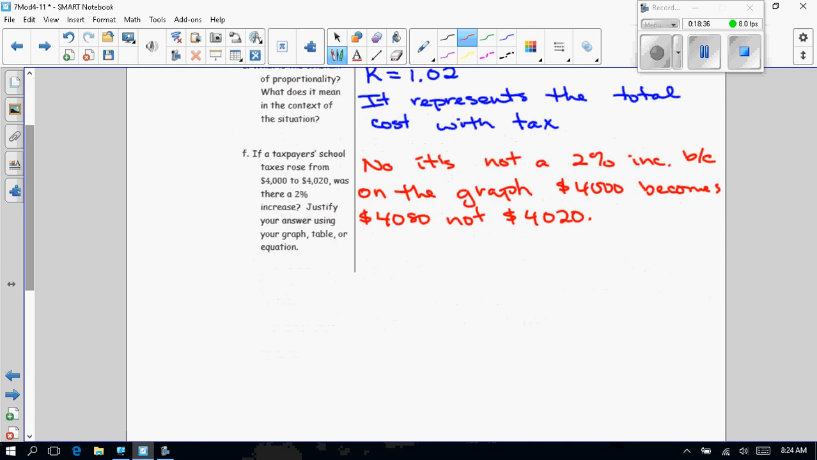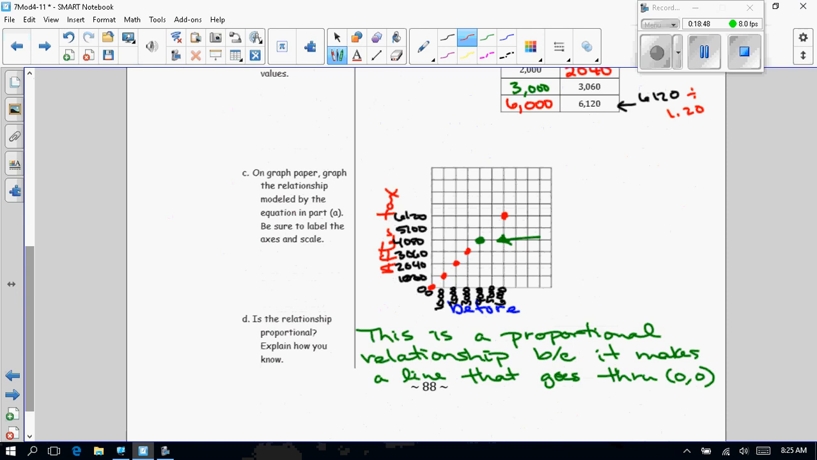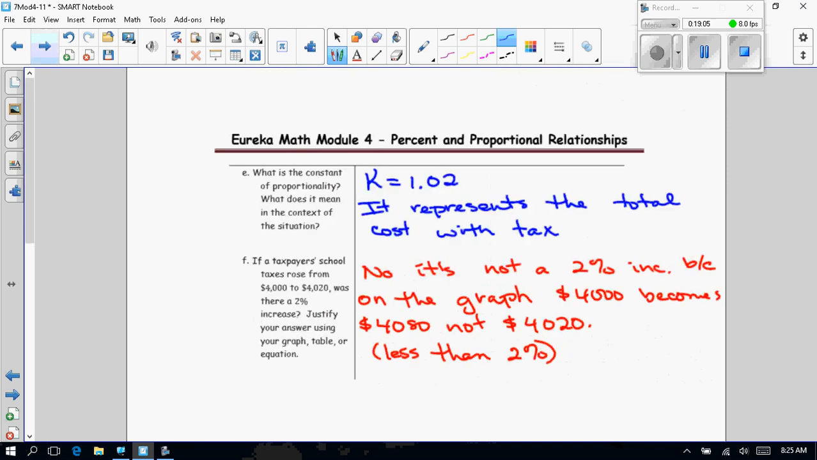So no, this taxpayer is wrong, it was not a 2% tax, it's in fact less. This is less than 2%. Because if I flip over to the other page a second, 4,020 would have been right about there, okay? So this is what the tax should have been, and this is what the tax really is. So it is below that, so it is less.